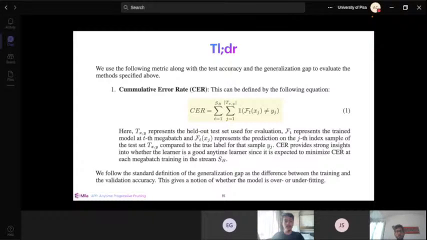So we have a held out test set that we use to evaluate the model's performance after training on each mega batch, and we take the number of samples that were misclassified and just keep adding that up. And that is what we call CER, and it is expected that if your model is a good anytime learner, then your CER will be minimized. And we also use generalization gap as one of our other metrics, which is the standard definition. We just measure the difference between the performance of training and the validation.